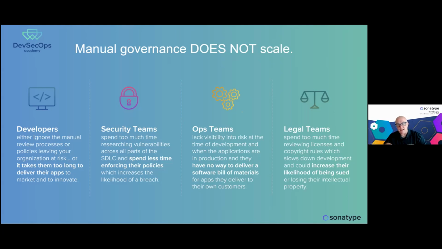And at the end of the thread, there are the legal teams. They spend too much time reviewing licenses and copyright rules, which can slow down development. So, "You can't go to release because we haven't checked that this license is adhered to." Well, you never know, it might. And they have a little huddle, and they come back three weeks later and say you can use it or you can't use it. Again, increasing the likelihood that the business could be sued, or you could lose your intellectual property if you release something which has restrictive obligations in it.